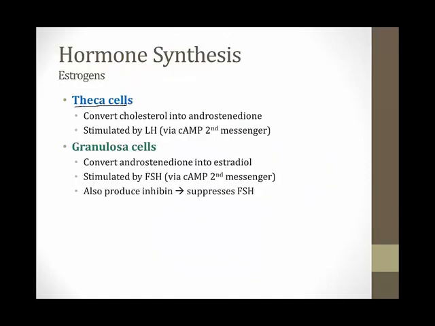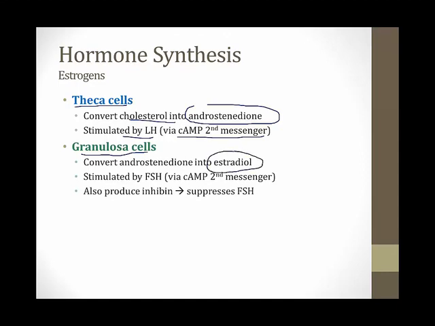The theca cells, which are on the outside of the ovarian follicle, take up cholesterol and convert it into an androgen called androstenedione. This process is stimulated by luteinizing hormone, which acts via a cyclic AMP second messenger system on the theca cells. The theca cells then pass the androstenedione to the granulosa cells, which convert it into estradiol.